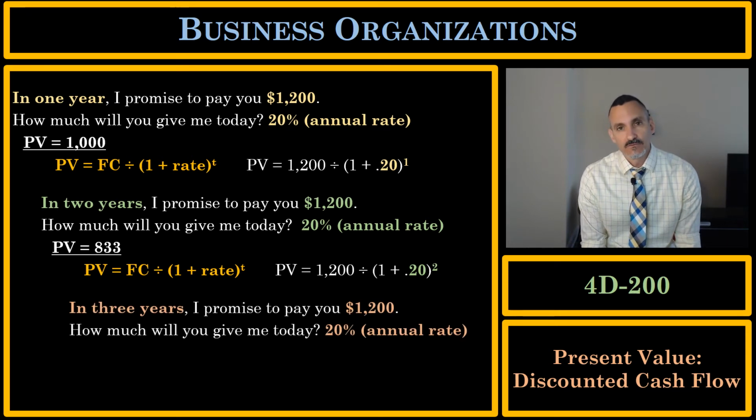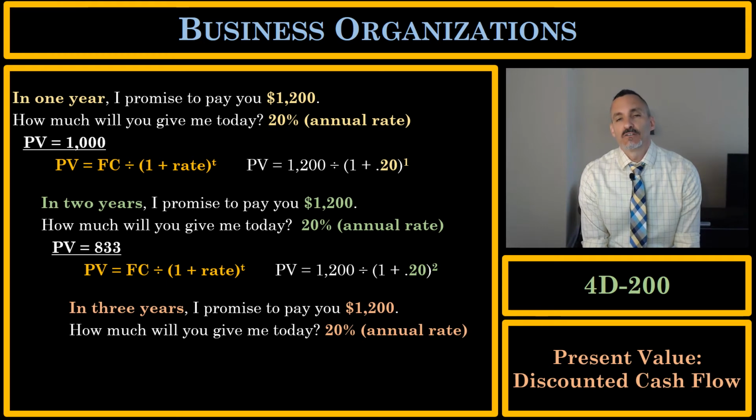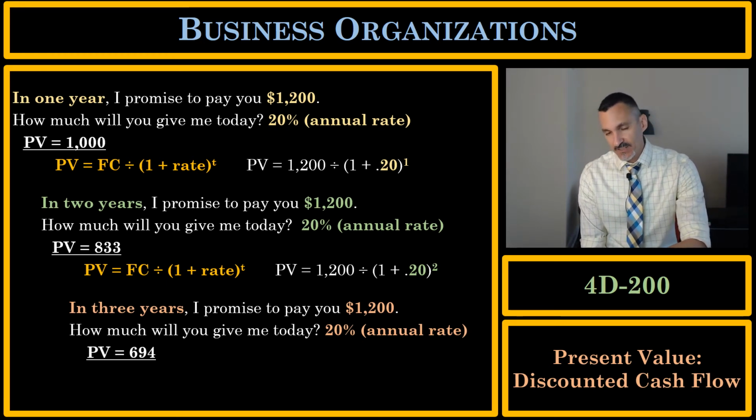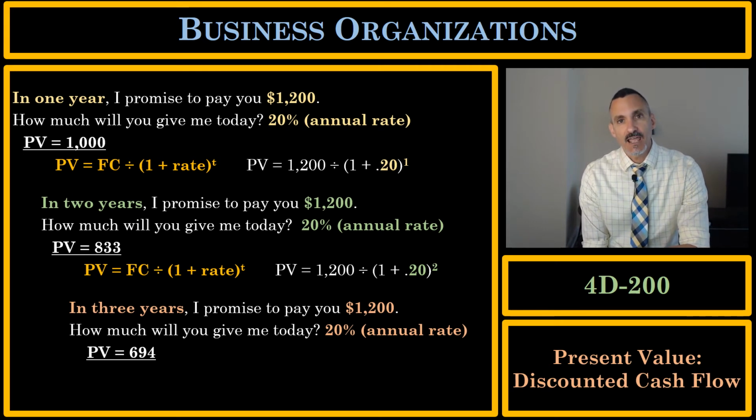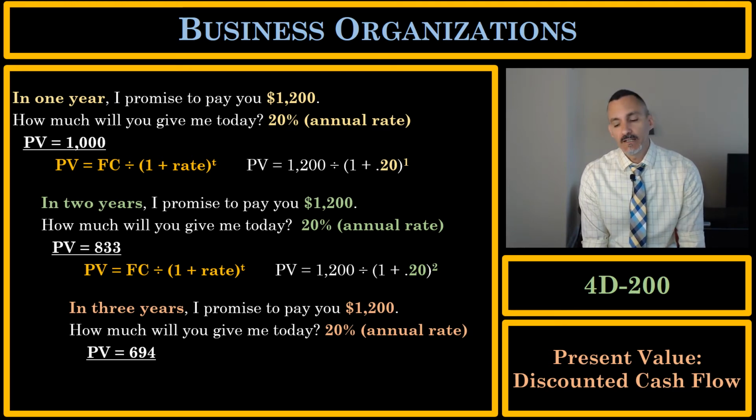Okay, now, just to practice the concept, in 3 years, I promise to pay you $1,200. How much will you give me today so that you can make a 20% return each year compounded for 3 years instead of 2? Right? And the present value of that, you would give me $694 today. And if I paid you back $1,200 in 3 years, you would have made a return of 20% per year compounded.